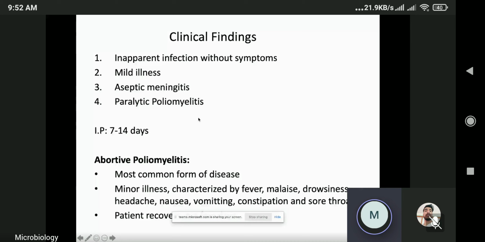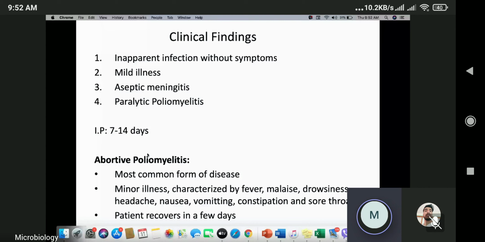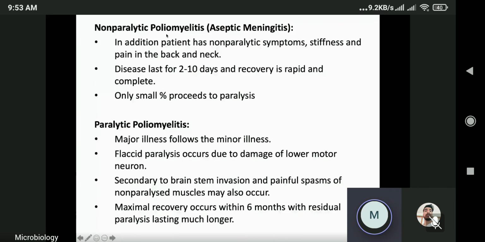Okay. So now these are certain terminology. For example, abortive poliomyelitis. Okay. Here this is the most common form. Here the patient will have some non-specific features, and the patient will recover in a few days. In non-paralytic poliomyelitis, I have already mentioned that there will be the features of meningitis, with multiplication in the CNS involving the meninges.